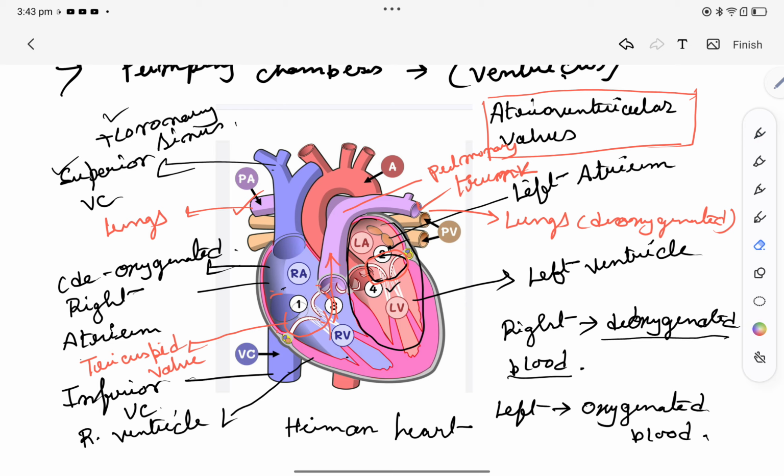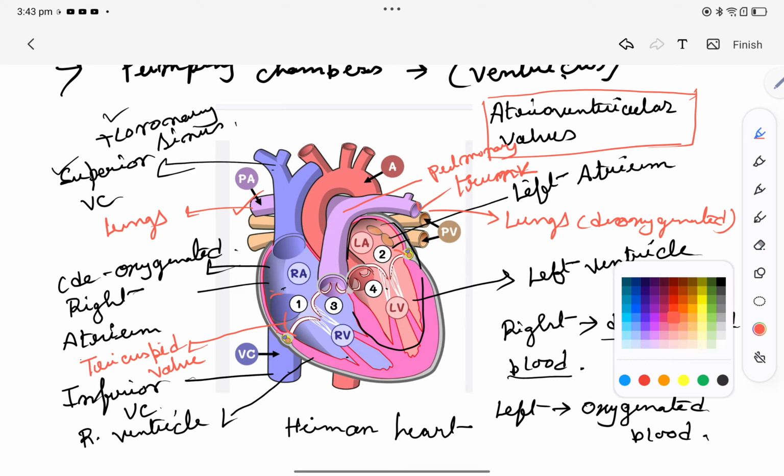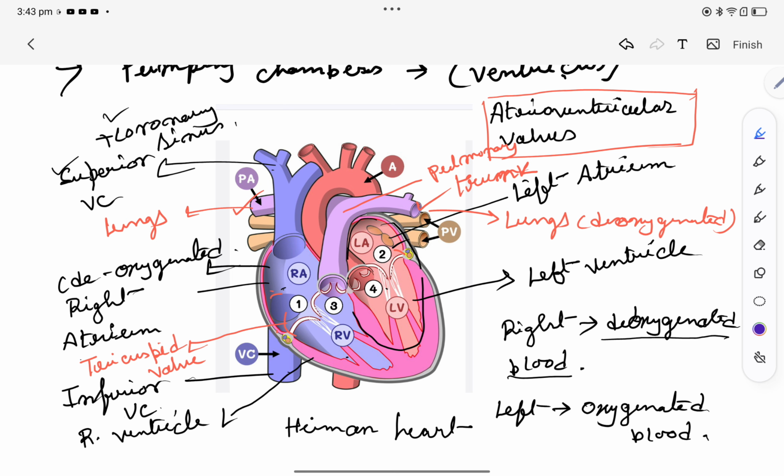I'm going to erase this portion. Here again we can see valves, right? This one and this one. These two are called semilunar valves.